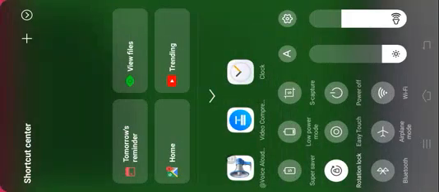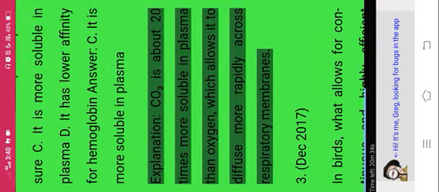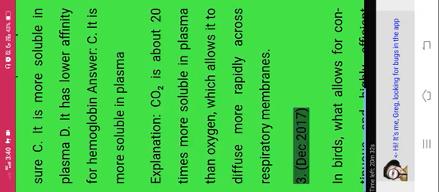2. December 2014. Why is CO₂ more rapidly exchanged than O₂ across the respiratory membrane? A. It has a higher molecular weight. B. It has a lower partial pressure. C. It is more soluble in plasma. D. It has lower affinity for hemoglobin. Answer: C. It is more soluble in plasma. Explanation: CO₂ is about 20 times more soluble in plasma than oxygen, which allows it to diffuse more rapidly across respiratory membranes.